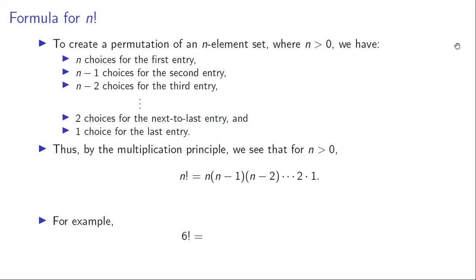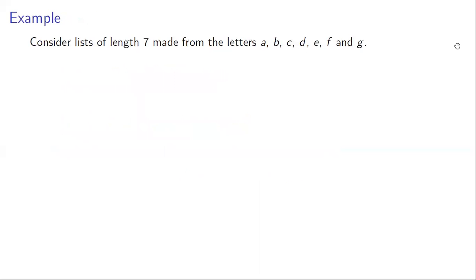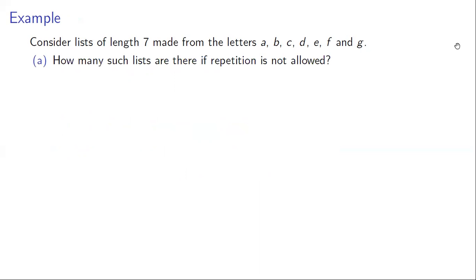For example, what is 6 factorial? 6 factorial is, according to this formula, 6 times 5 times 4 times 3 times 2 times 1, or 720. Here's an example where we use factorial. Consider a list of length 7 made from these 7 letters. Question A: how many such lists are there if repetition is not allowed?